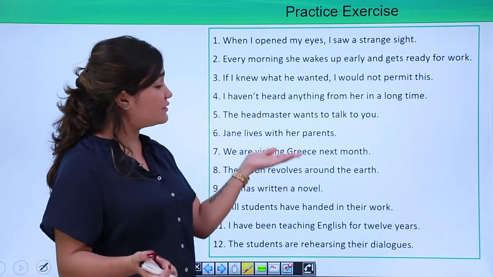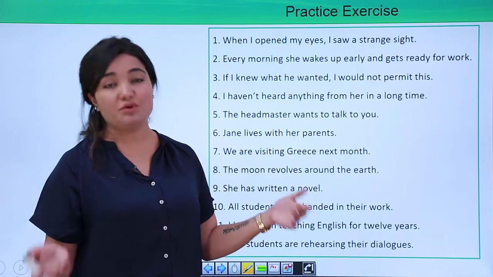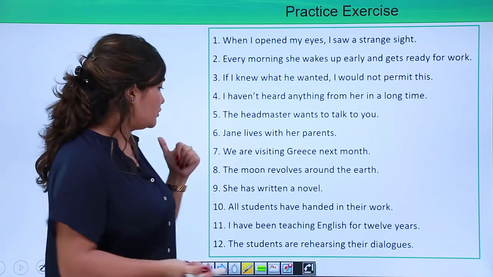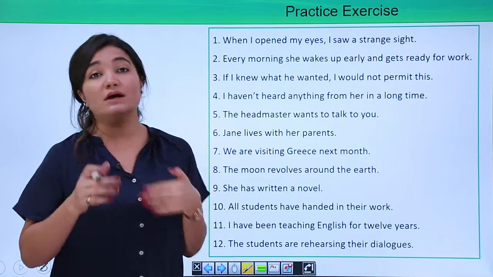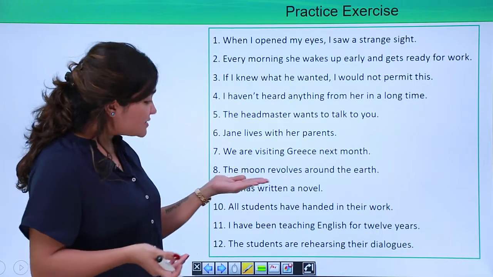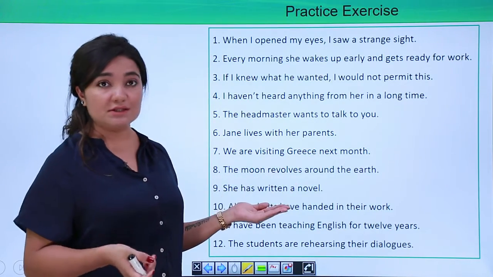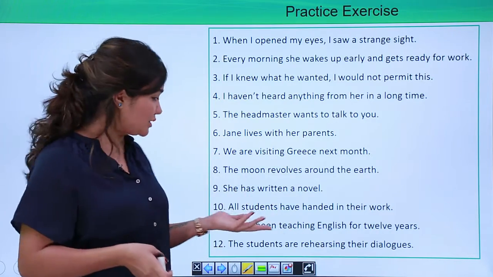We are visiting Greece next month. So visiting has a time frame attached to it, hence it is the tense form of a verb. The moon revolves around the sun. Revolves again is the tense which is used here. She has written a novel. Written is the form of the verb which again is telling you the time of action.